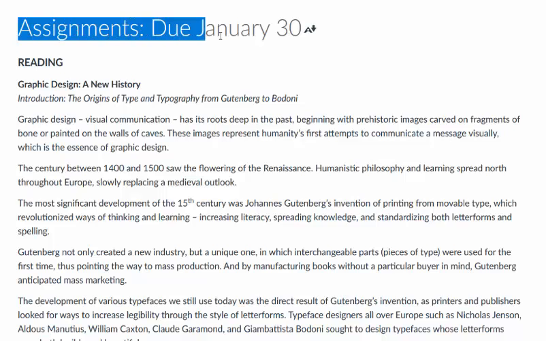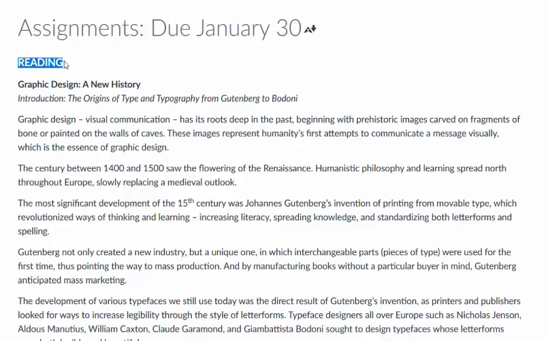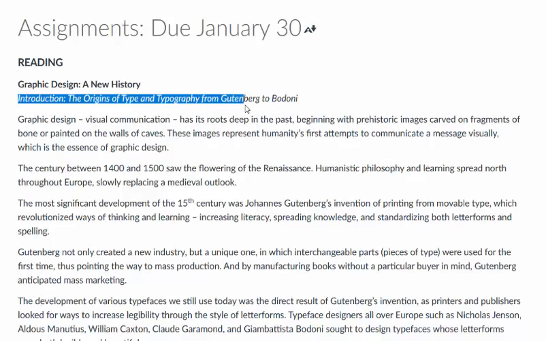Here we are in this week's assignments module, and these are due Sunday, January 30th. The reading for this week from the textbook Graphic Design: A New History is the introduction, which is about the origins of type and typography from Gutenberg to Bodoni.